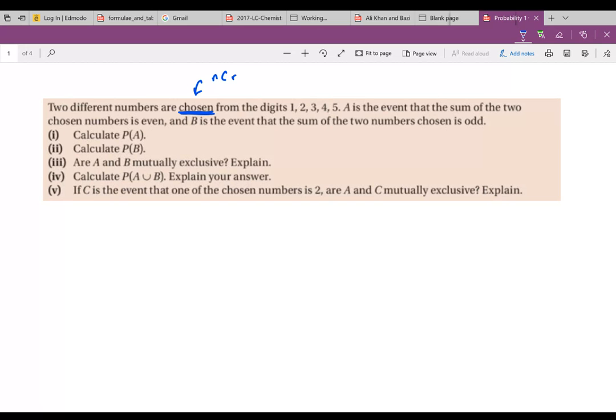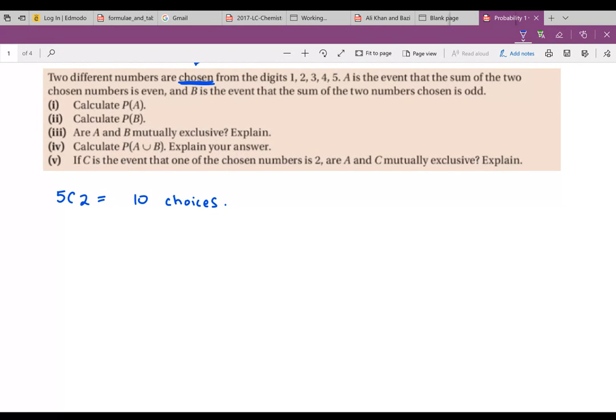So first of all, before I even go in to answer any of these questions, if there are 2 chosen from 5, it means I have 5 choose 2. That means there must be 10 choices available. A is the event that the sum of the 2 numbers is even.